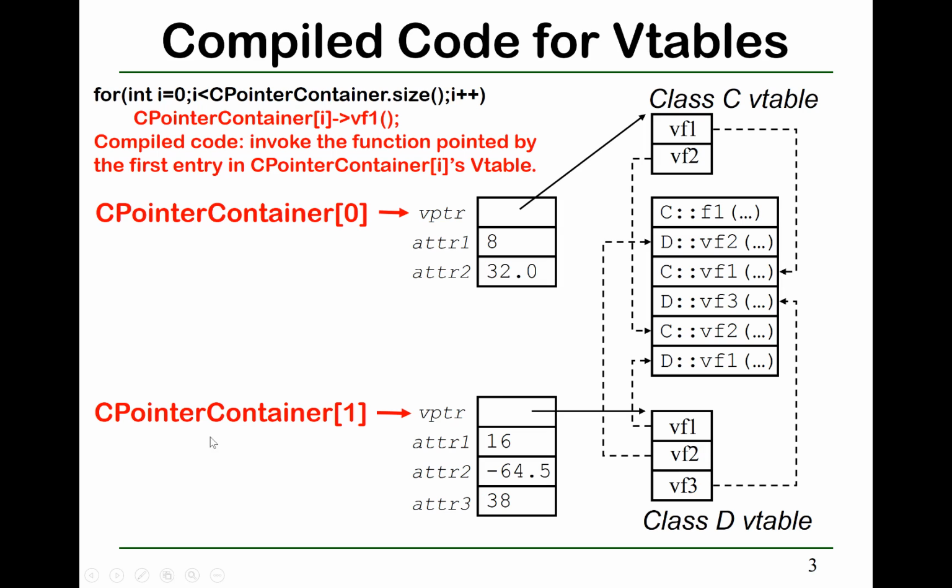And now let's take a look at C pointer container 1. This pointer points to a class D object. So the first entry in this vtable points to the class D implementation of vf1. So the same code, invoke the function pointed to by the first entry in class C pointer container i's vtable, at runtime, one invokes the C implementation of vf1 and another invokes the D implementation of vf1.